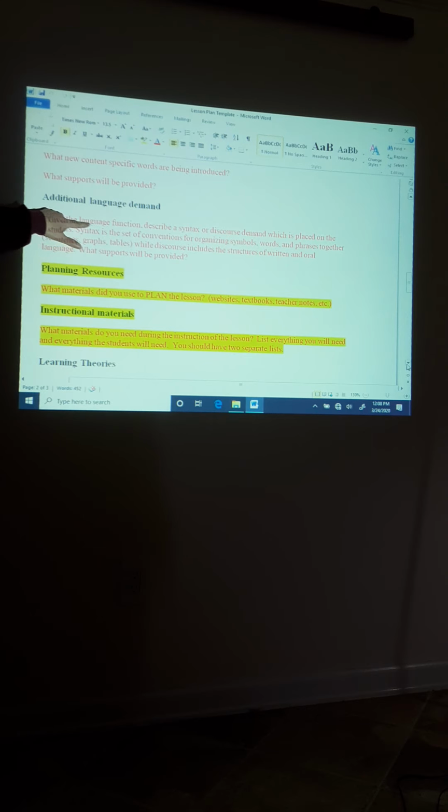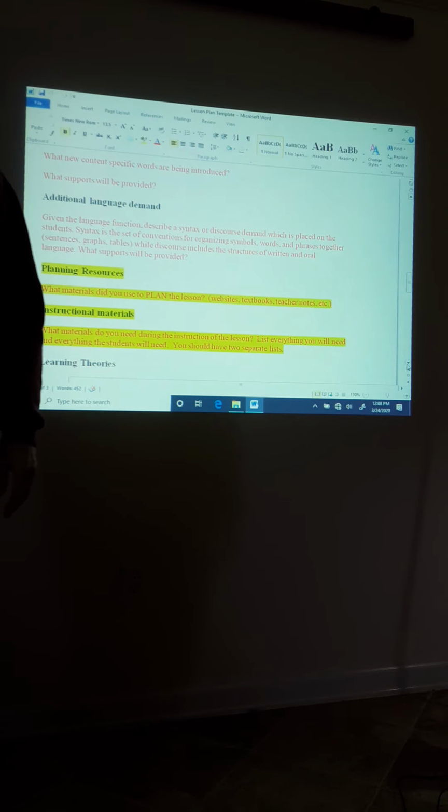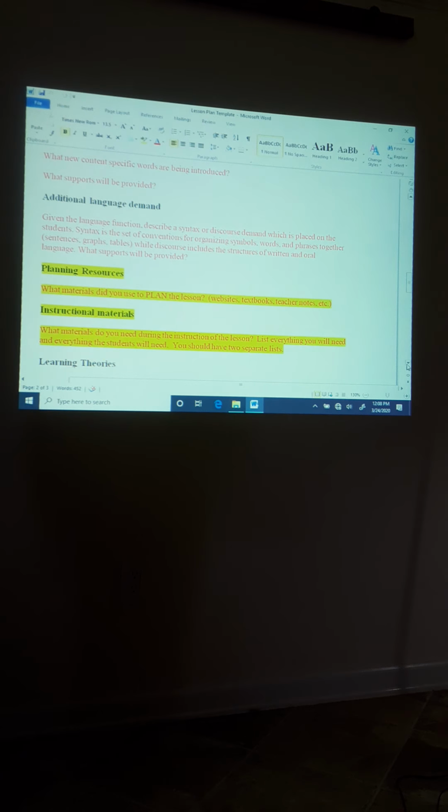In PE, it's almost always going to be syntax because they are showing you their proficiency with throwing a ball or bouncing a ball or rolling a ball or with archery or whatever. That's almost always going to be syntax. Depends on your assessment. You always have to go back to your assessment.